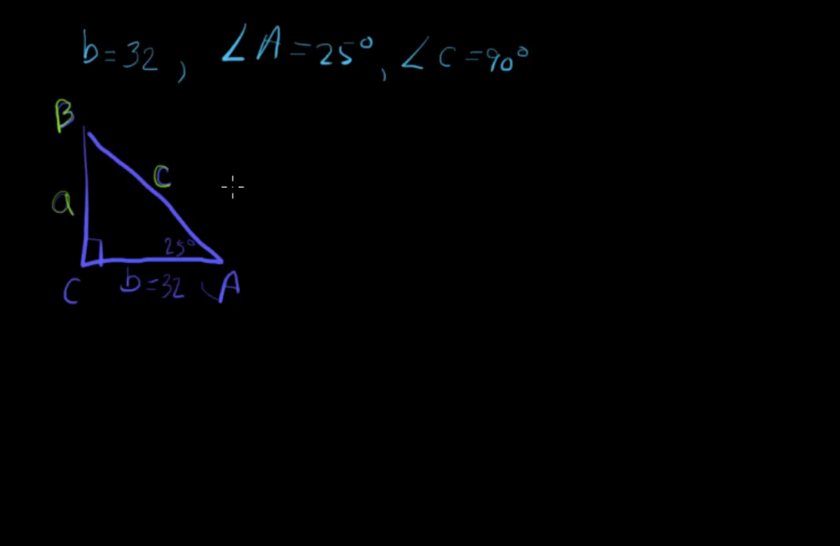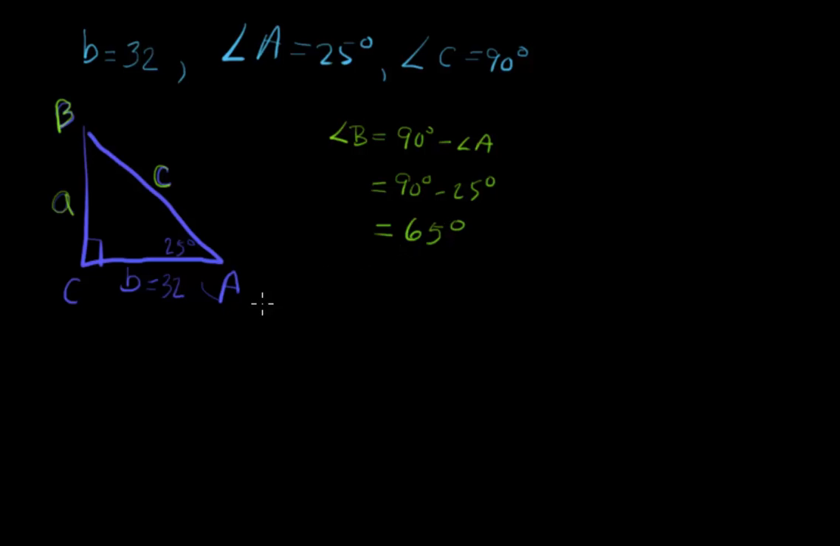Now, we need to decide what to solve for first. In truth, it doesn't make a difference. But if we look closely, we can see that we know two angles in a right triangle. More importantly, we know one angle, which is acute. And the two acute angles must add up to be 90 degrees. So that means that angle B is going to equal 90 degrees minus angle A. And since we know angle A, angle B would be 90 degrees minus 25 degrees, which of course works out to be 65 degrees.